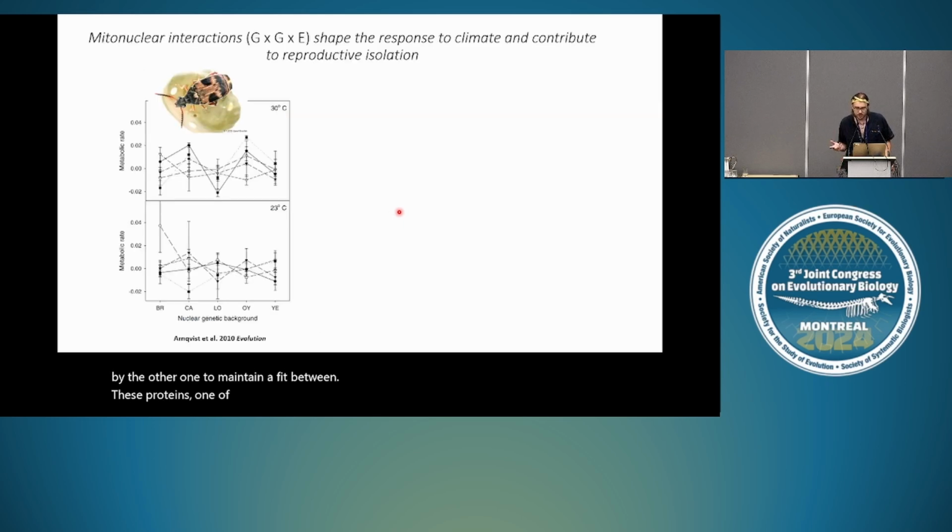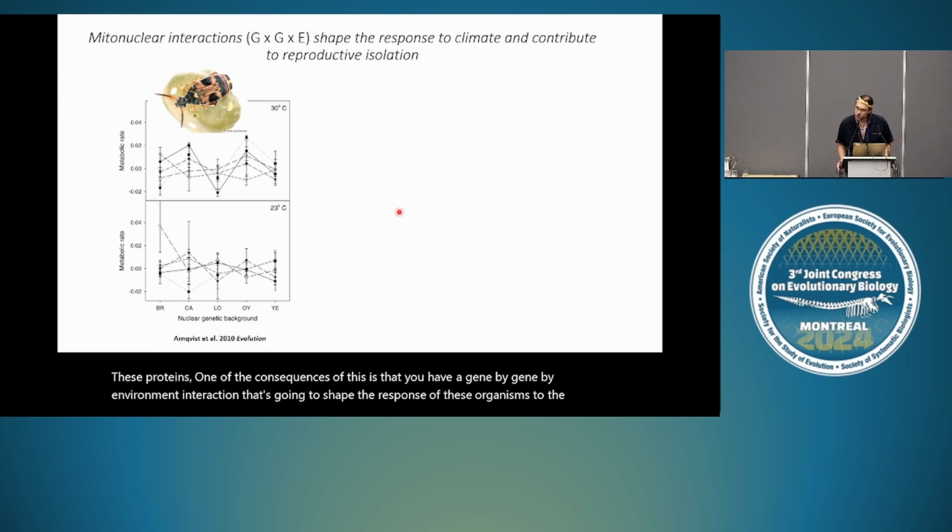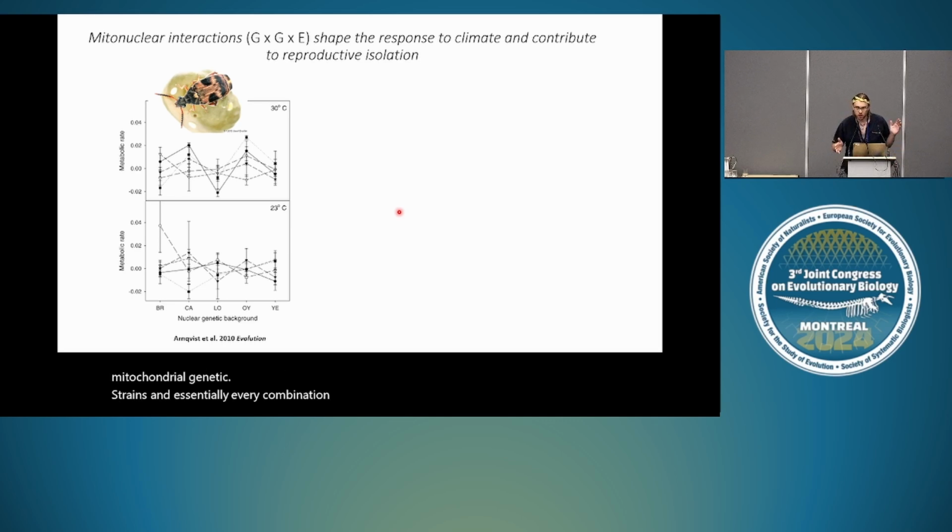One of the consequences of this is that you have a gene by environment interaction that's going to shape the response of these organisms to the climate and can also contribute to reproductive isolation between organisms. So what we're looking at here in the case of these seed beetles is a study where on different nuclear genetic backgrounds on the x-axis, you then have the different lines going across our different mitochondrial genetic strains, and essentially every combination of nuclear and mitochondrial is showing a different metabolic rate. And also we are changing temperature between the top panel and the bottom panel, and you can see that all those relationships between those two genomes and metabolic rate are then switched based on what the temperature is also. So you need to account for the interaction of these two genomes and the temperature to understand the metabolic rate of these organisms.